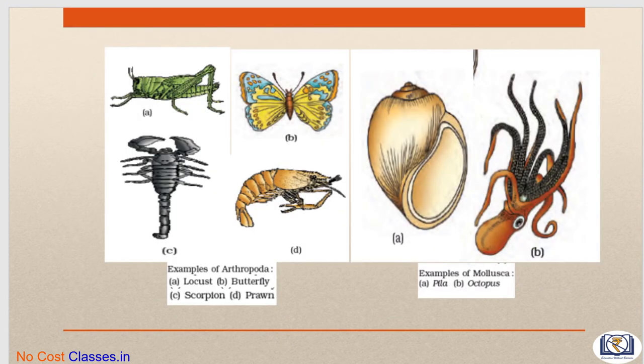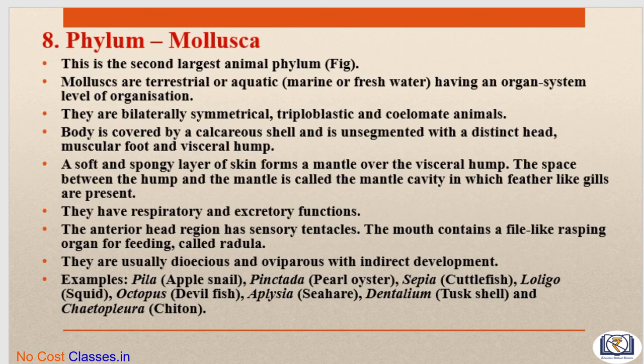These are the diagrams. Arthropods mein, this is aapka locust, or you can see the grasshopper, butterfly. This is prawn, scorpion. These are mollusca. Okay. Now we'll start the mollusca, the second phylum here. The largest one is the arthropod for sure. The second largest one is the mollusk.